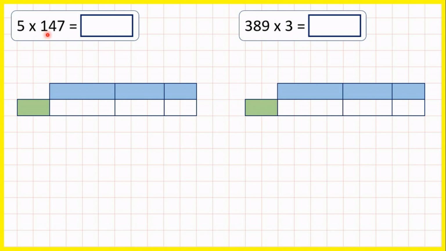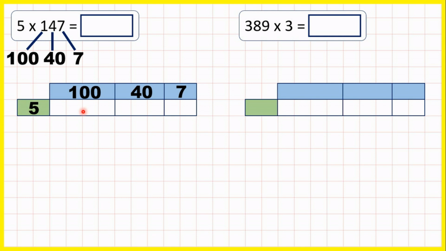Now let's multiply by a 3-digit number using the grid method. So we start with 5 times 147. But we can break down 147 into hundreds, tens and ones. This 1 stands for 100, this 4 stands for 40, this 7 stands for 7. So on our grid we can write the single digit number in our question on the left, and then we can write the partitioned number on top, so that's 100, 40 and 7.